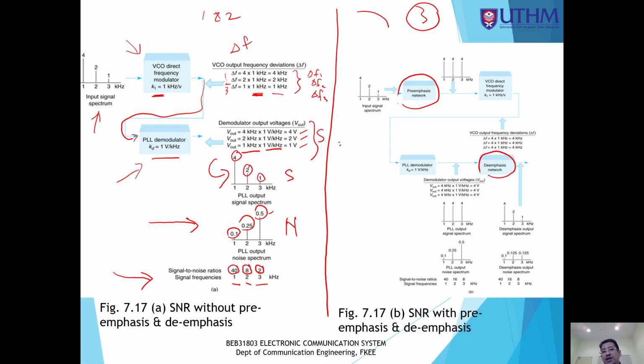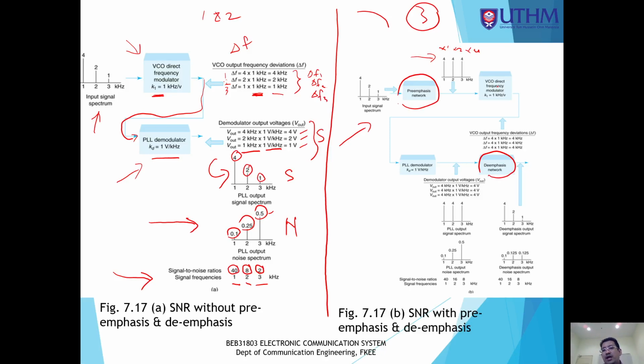The pre-emphasis will increase the amplitude of the input. For example, here the input is 4, 2, and 1. After the pre-emphasis, it will increase the amplitude to become this one. This is just an example. The multiplication is 1, so this is 4 times 1, this is 2 times 2. The factor is 1, 2, and 4, because this is times 1, times 2, times 4. So at higher frequency, the factor will be higher.